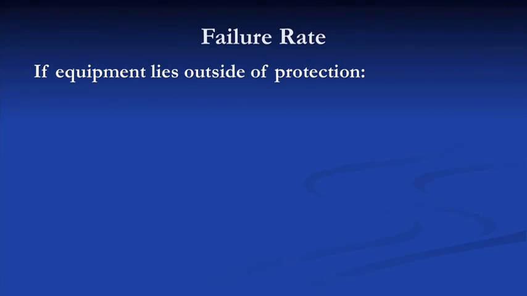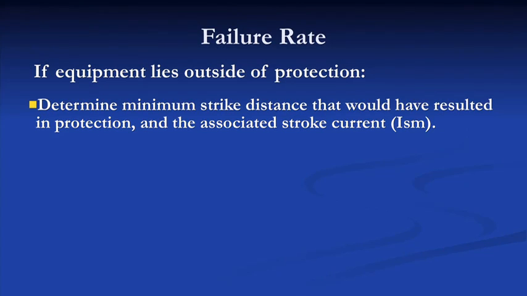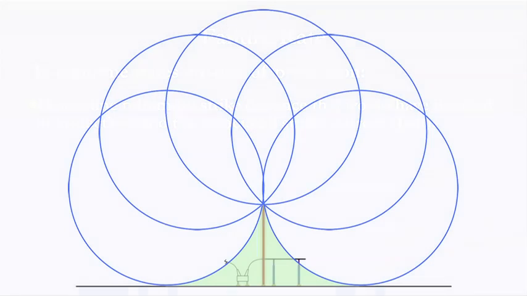So to calculate failure rate, first you want to determine what strike distance would have resulted in protection. In other words, if we have an area that's unprotected for a given stroke current, what stroke current would have protected it? How much more does that step leader have to reach? How much do you have to increase that strike distance so that it would reach? Again, the reason we want to do this is to find the window of stroke currents where, if a step leader forms in that area, it would create a return stroke that would travel through the equipment rather than being able to reach a mast.